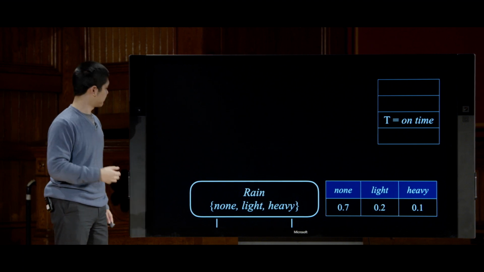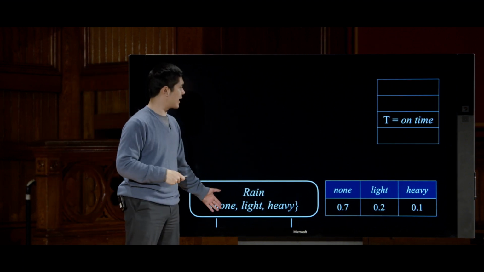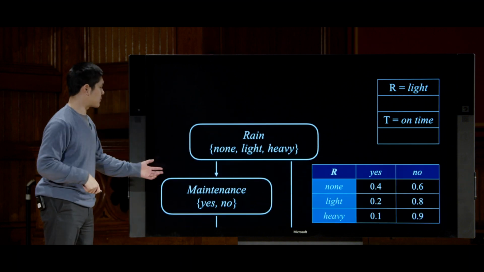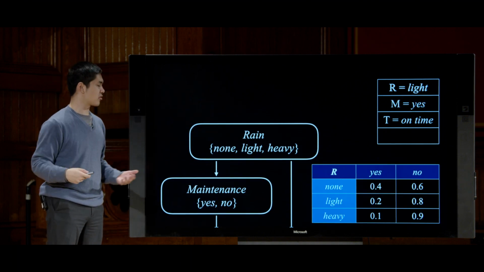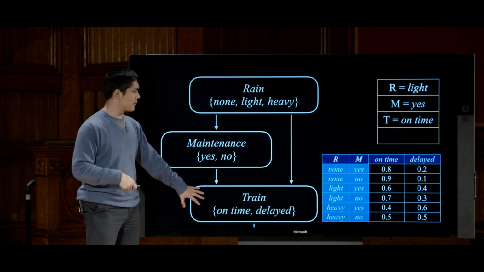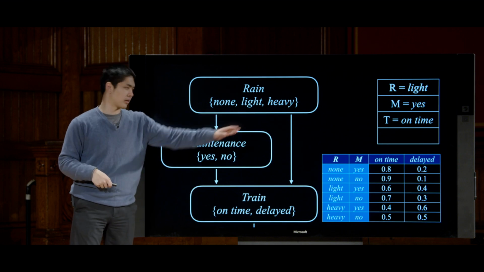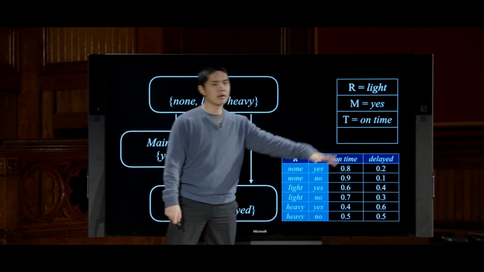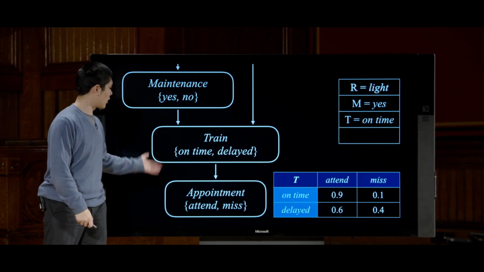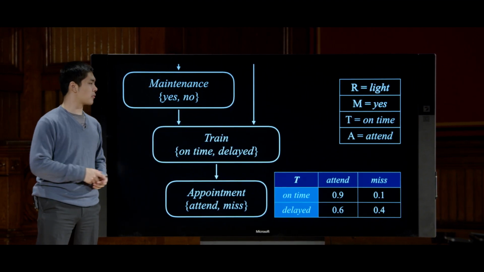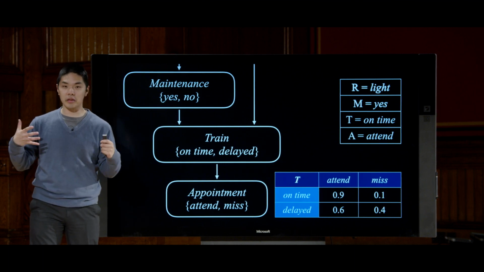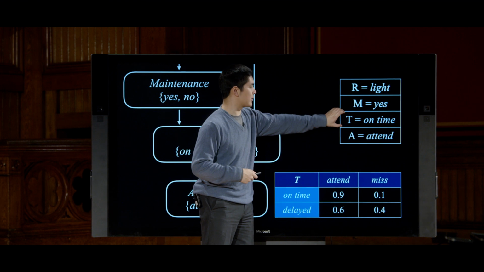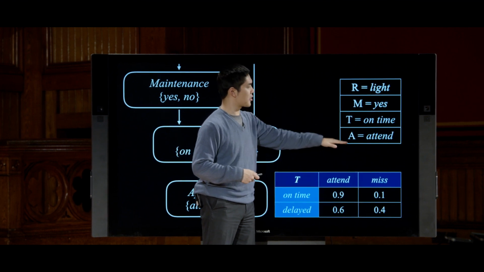I'm only sampling the things where I know the value of the variables that are my evidence are what I expect them to be. So I'll go ahead and sample from rain, and maybe this time I sample light rain instead of no rain. Then I'll sample from track maintenance and say maybe, yes, there's track maintenance. Then for train, well, I've already fixed it in place. Train was an evidence variable, so I'm not going to bother sampling again. I'll just go ahead and move on to appointment and sample from appointment as well. So now I've generated a sample by fixing this evidence variable and sampling the other 3.